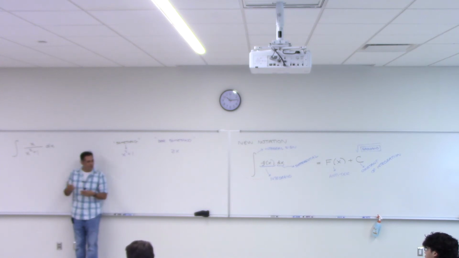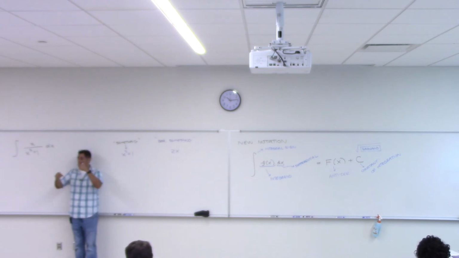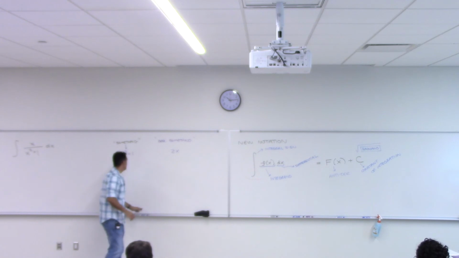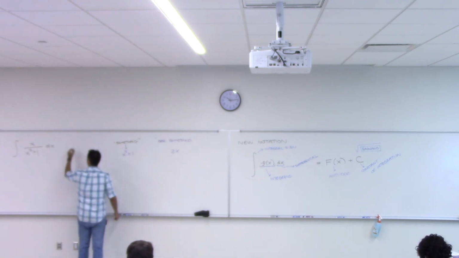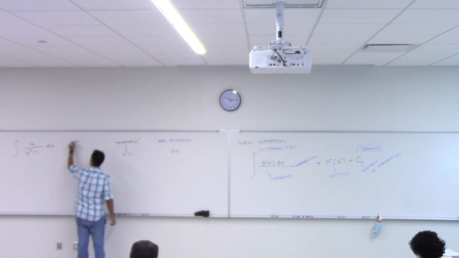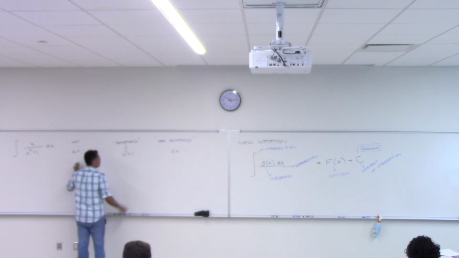Kind of getting this? If you can find something and its derivative and all those conditions are met, then here's what you do. We are going to make a substitution. We're going to let u be equal to the something.